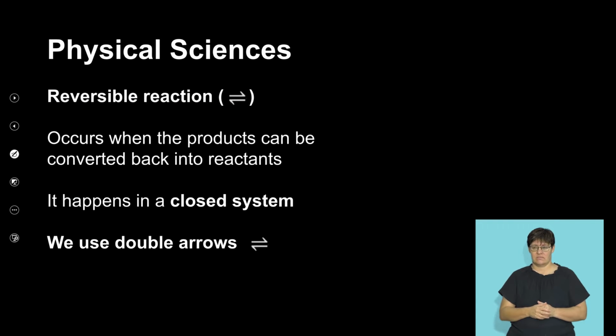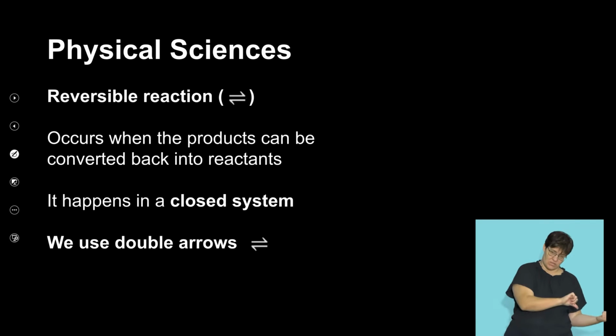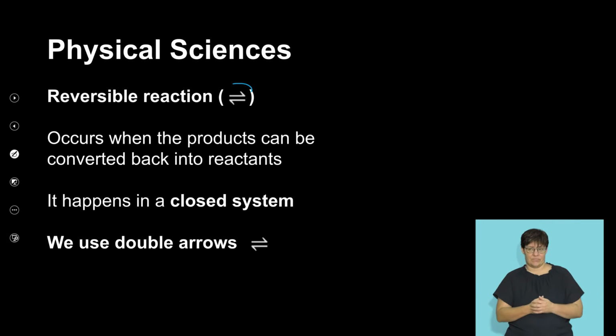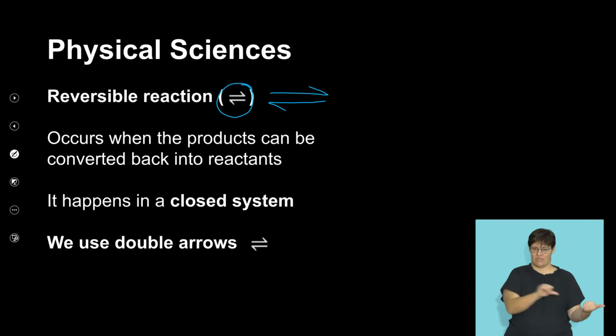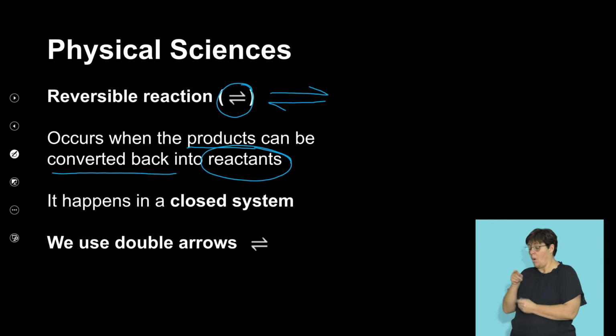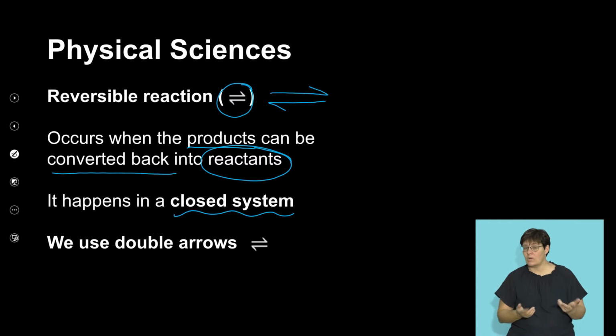And that brings us to reversible reactions. I want you to see that there is a double arrow that we use to show that a reaction is reversible. A reversible reaction occurs when the products can convert back into reactants. So you have your reactants that convert into product, and then at a stage the product will convert back into reactants. This can only happen when you have a closed system.